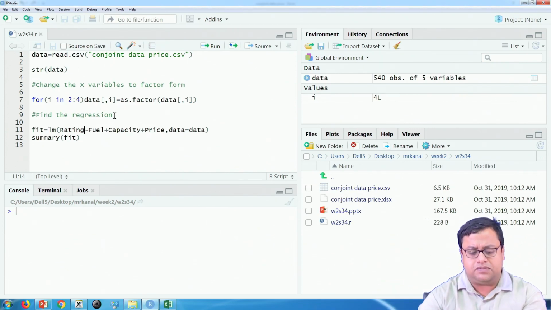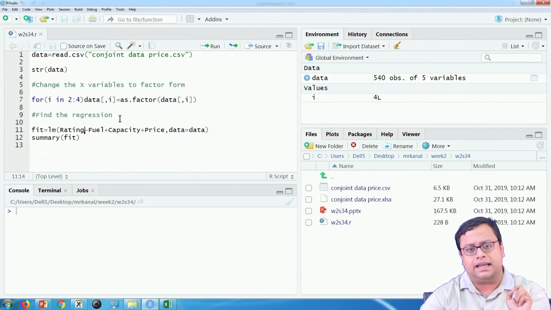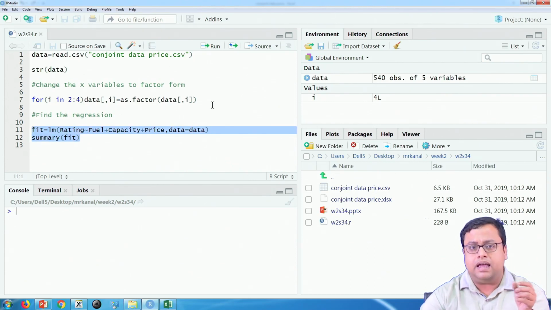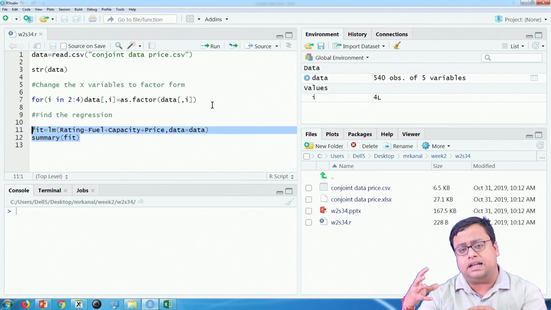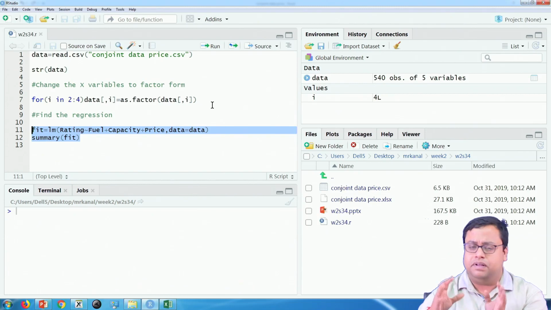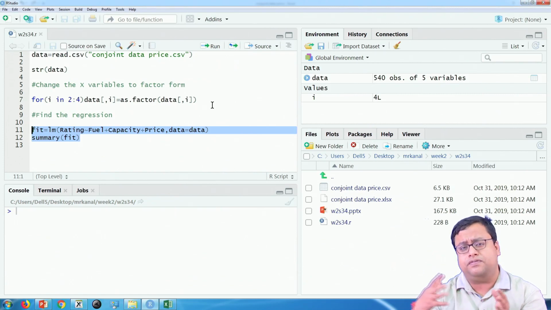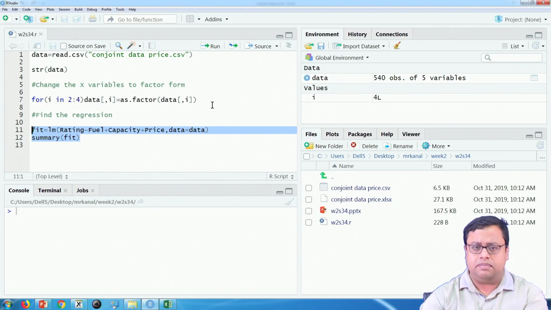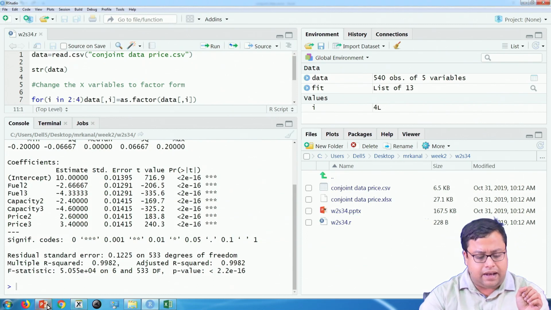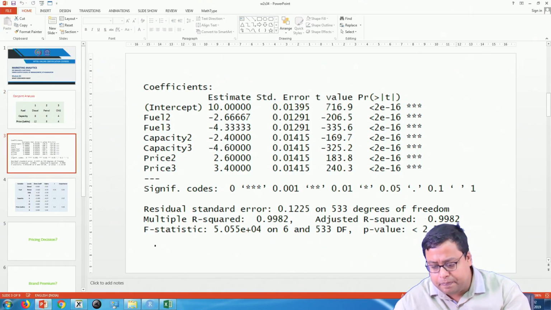So, here what I am doing is fuel, capacity, price are my 3 x variables and rating is my y variable. I run a simple linear regression. I am not doing a much more complex model because the return of that complexity is not much higher. Whatever this simple linear regression can give, I will not get very much different information by doing a slightly more sophisticated econometric technique. So, that is why I am leaving it here. If I run this regression, I get a certain result, and this is the same result I just copied and pasted here, so that we can discuss.